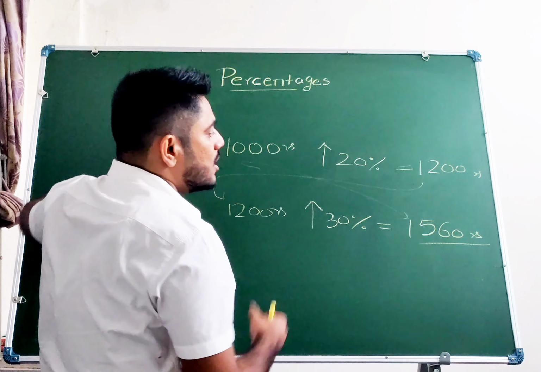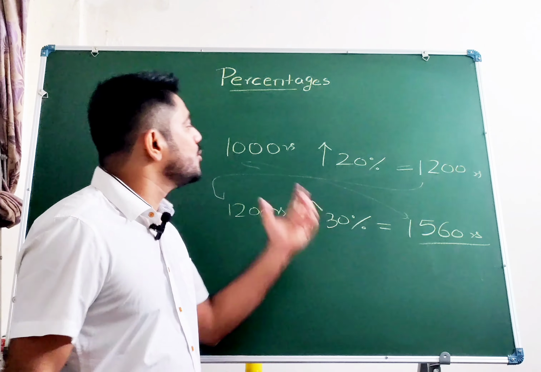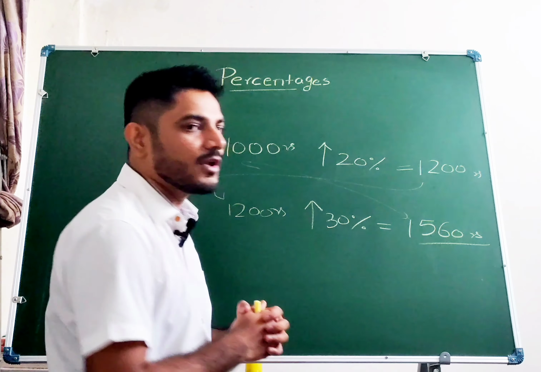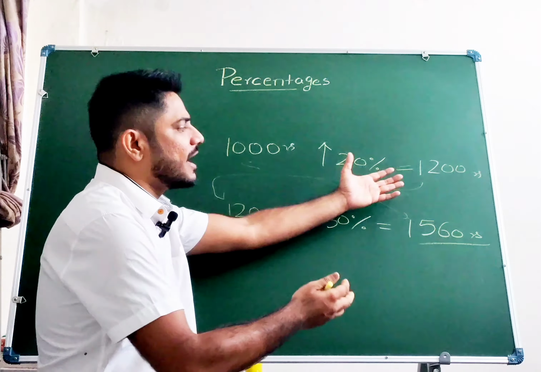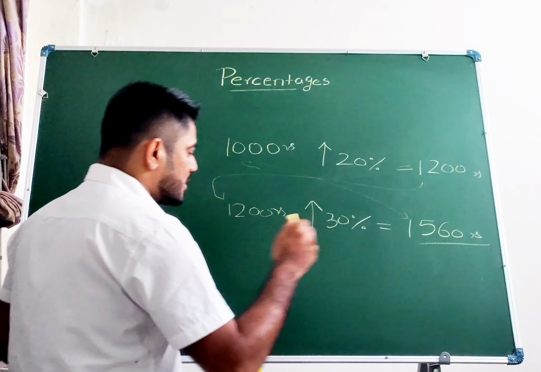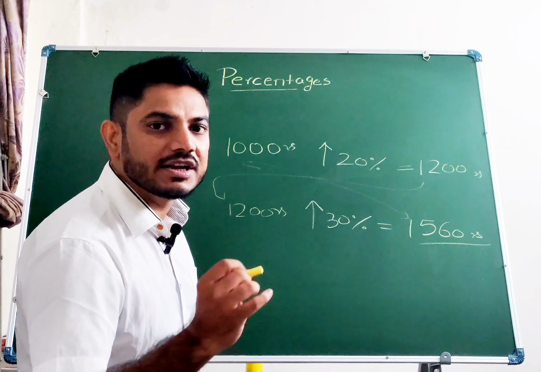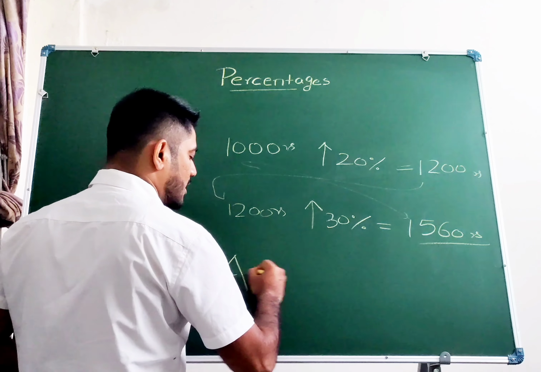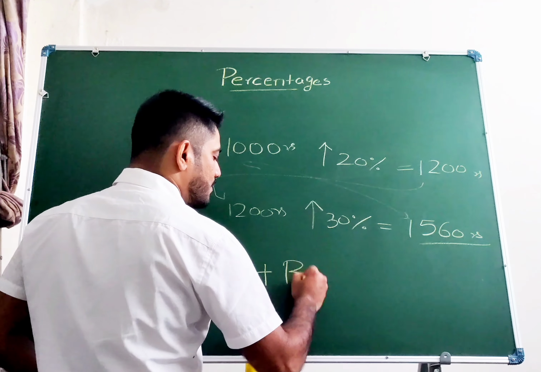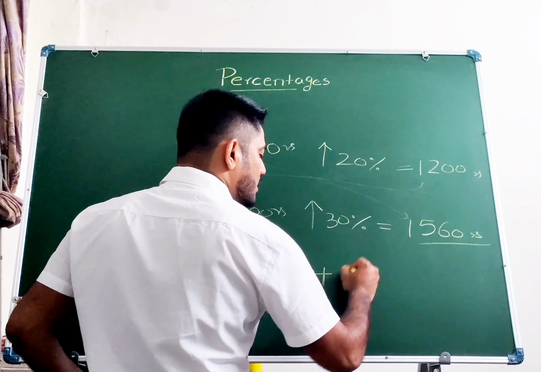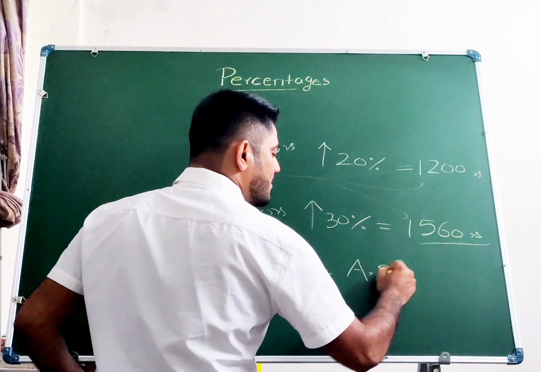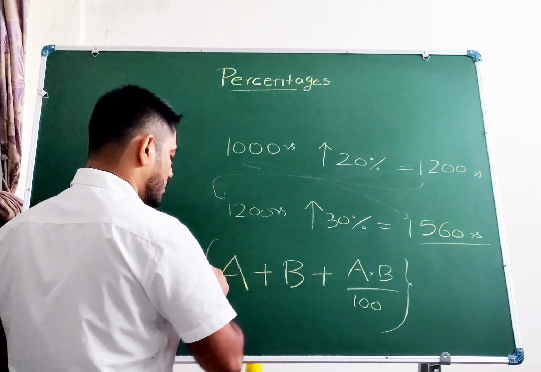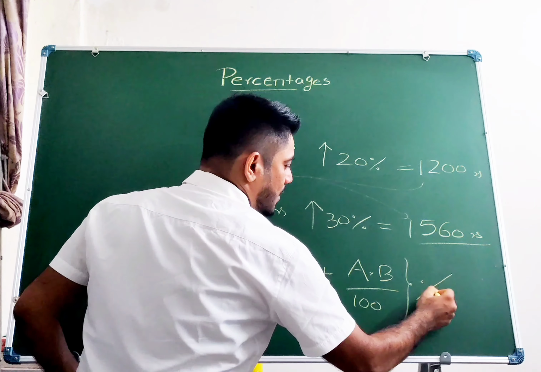Why this change? So this is how successive percentage works when I break it down. But not every time I'm going to use it. So I'm going to use a very simple formula over here, which is obviously derived from this: the successive percentage change formula. A plus B plus A multiplied by B divided by 100, the whole percentage.